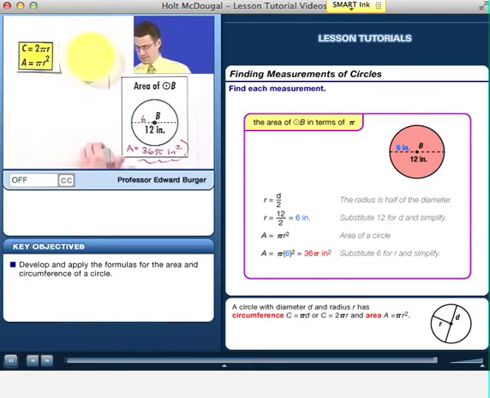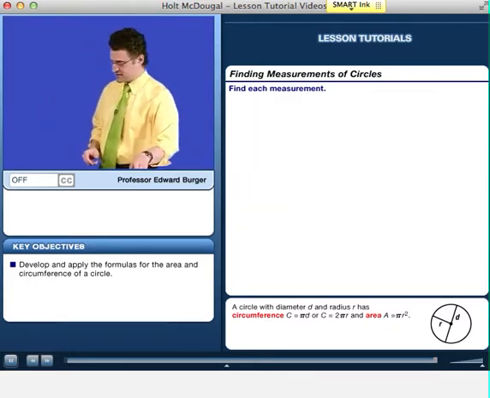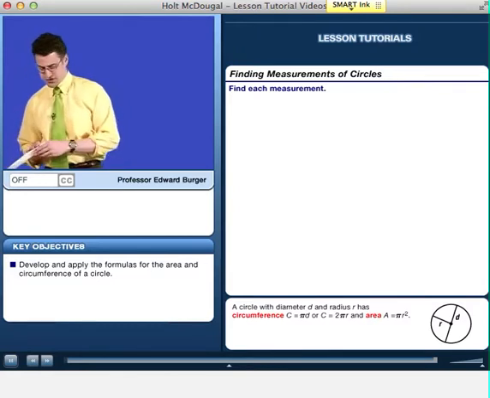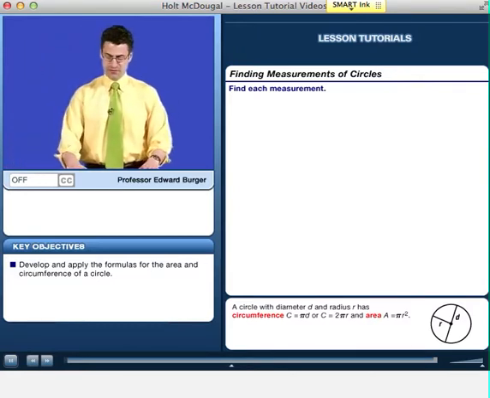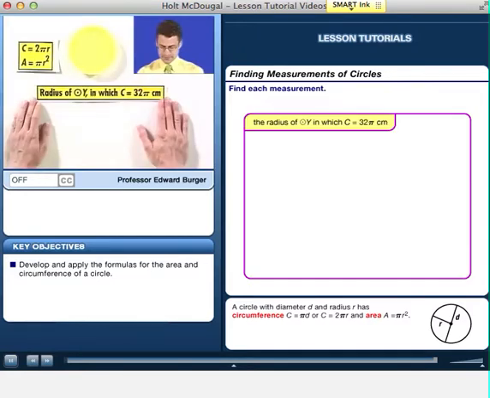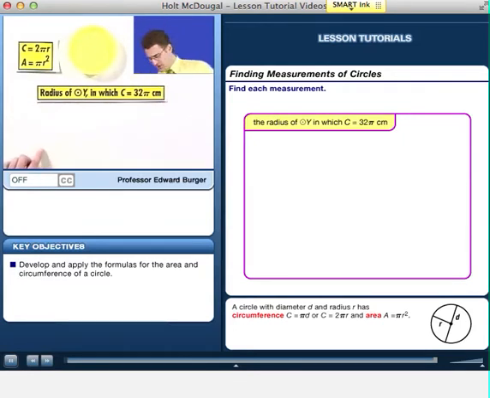Neat. All right, let's see if we can find some quick little facts about various circles that we're just meeting for the first time. Here's one. We want to find the radius of a circle y for which the circumference equals 32 pi centimeters. All right, no problem. You might want to draw a picture if you want.